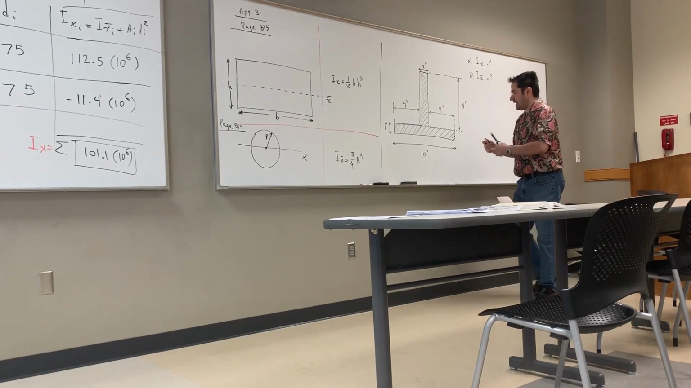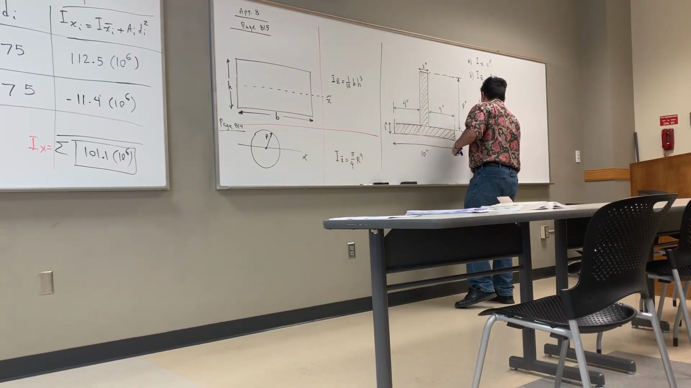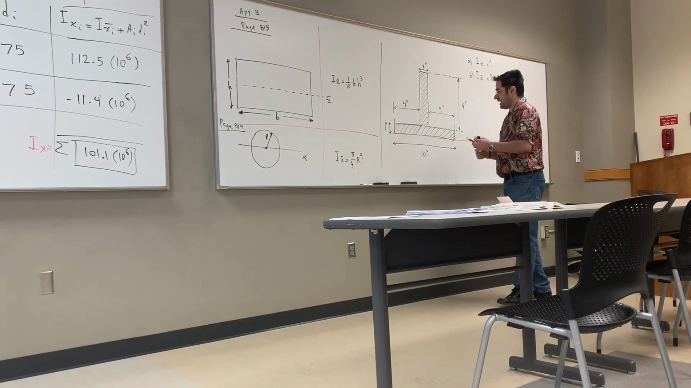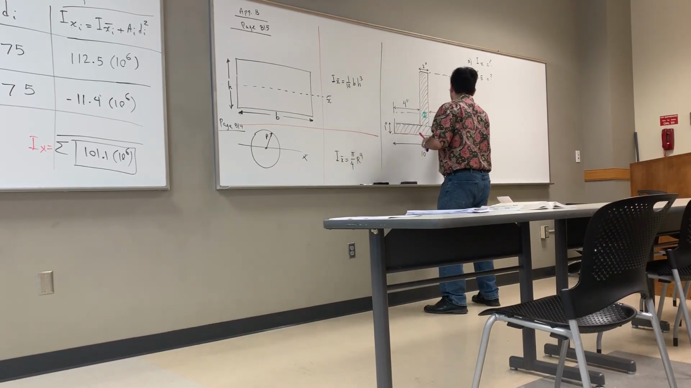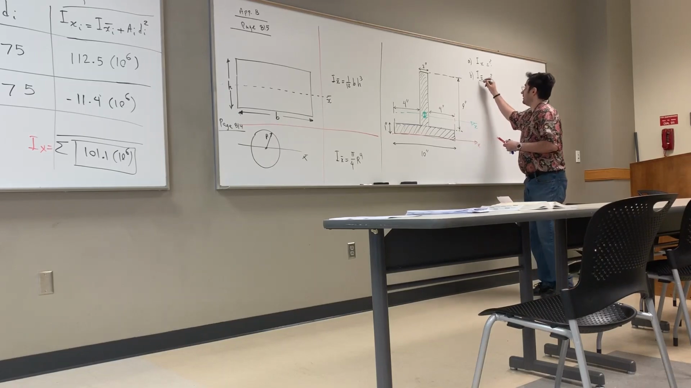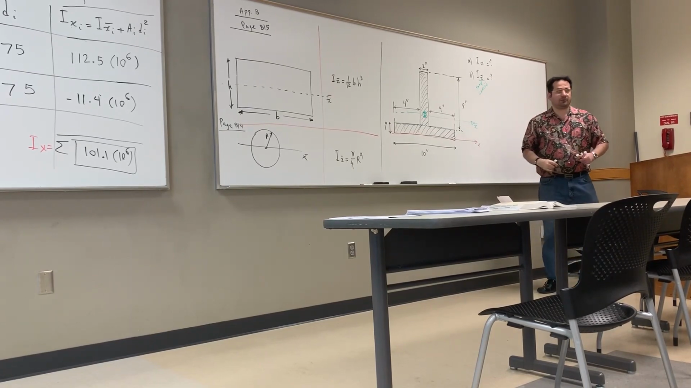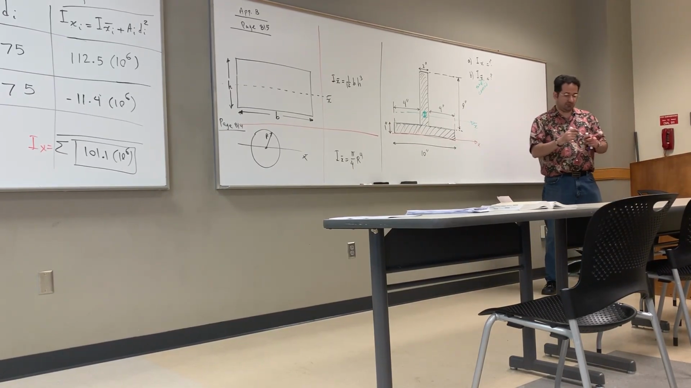And x is the axis going through the base, let's say this is x, and x bar is the axis going through the overall centroid. So this is the overall centroid, and this is x bar. So I say find the moment of inertia with respect to these two axes.